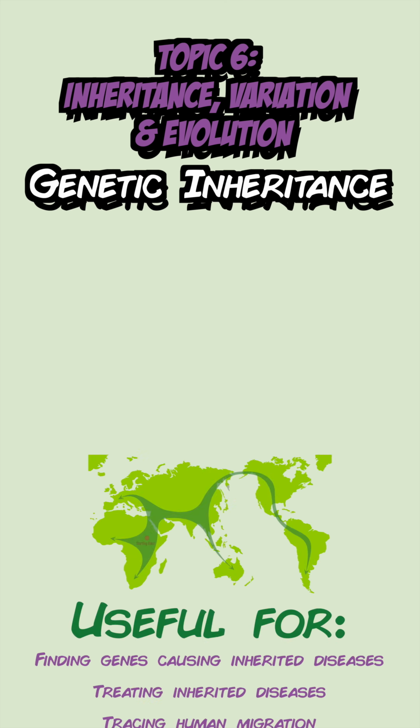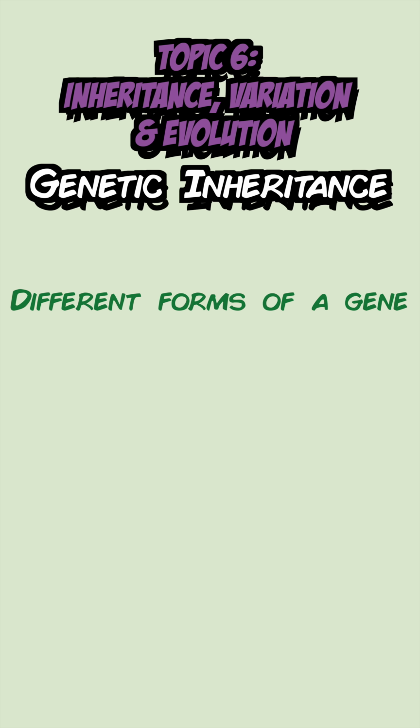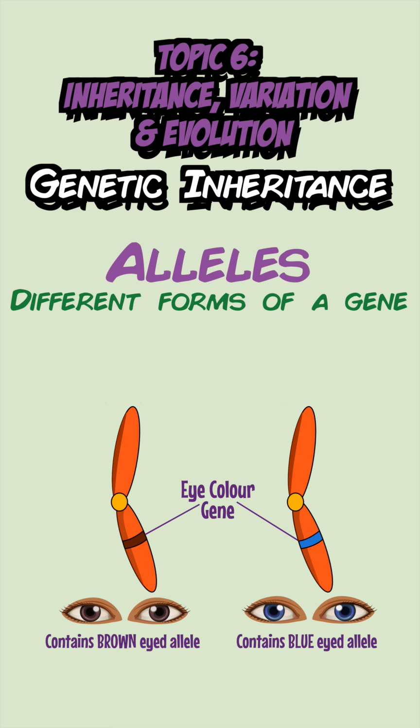Genes are responsible for the different characteristics within an individual, but you can have different forms of genes which are known as alleles. For example, the eye-color gene can have one allele which gives a person brown eyes and another allele that can give a person blue eyes.